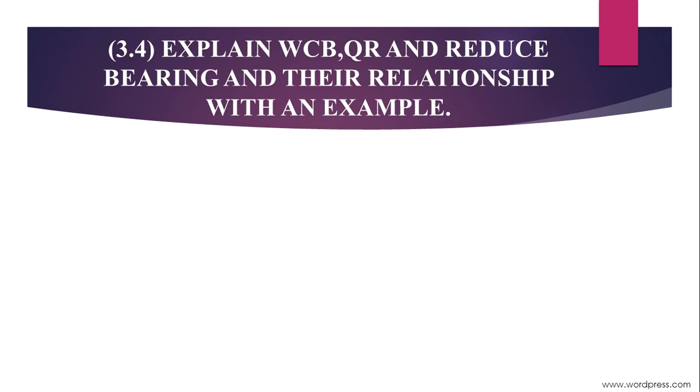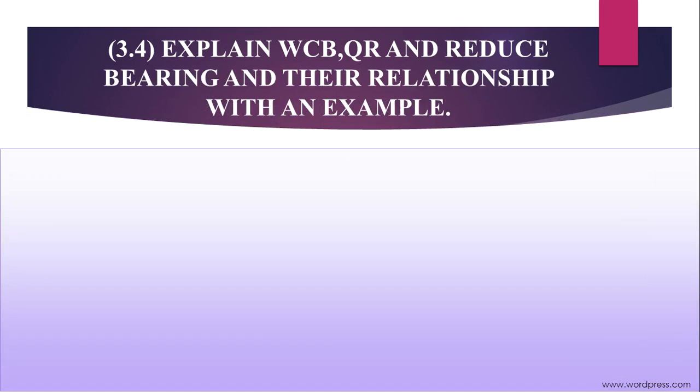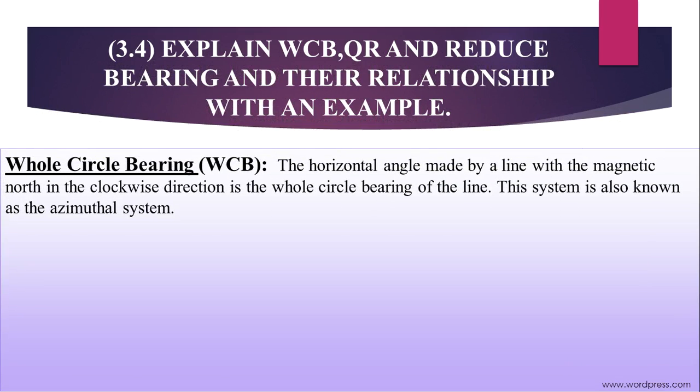Next, question 3.4. Explain WCB, QR and reduced bearing and their relationship with an example. Whole circle bearing or WCB. The horizontal angle made by a line with the magnetic north in the clockwise direction is the whole circle bearing of the line. This system is also known as the azimuthal system.